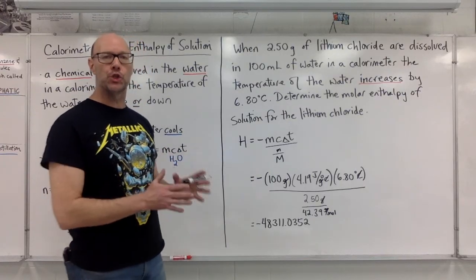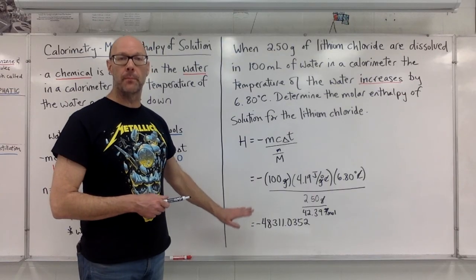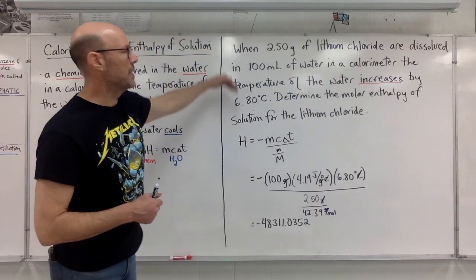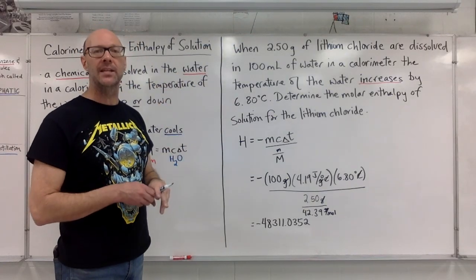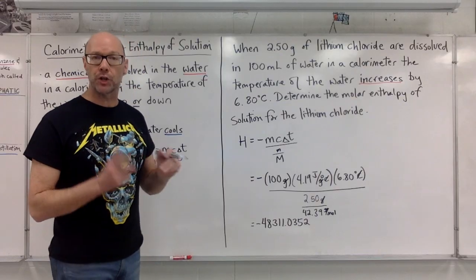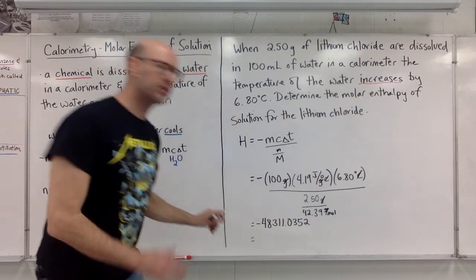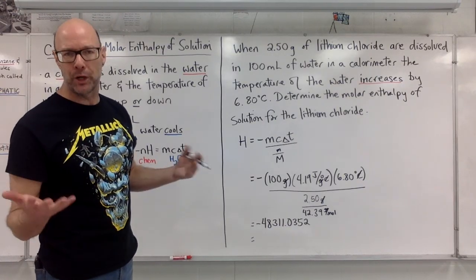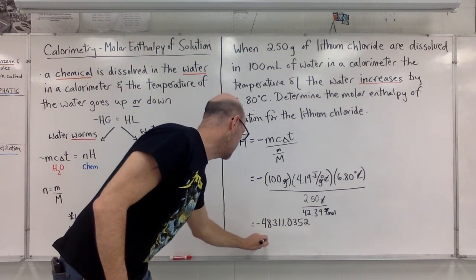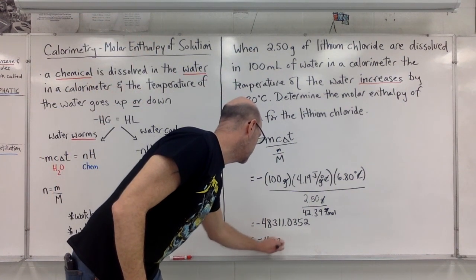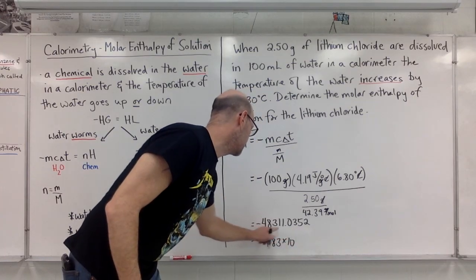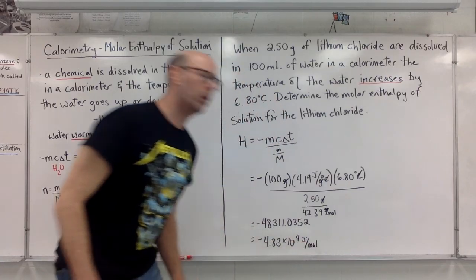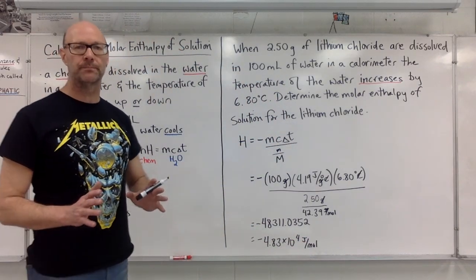I could leave it in joules per mole and deal with my significant digits. Here I would have to use scientific notation. The three numbers in the question all have 3 significant digits. So my first option is to leave it in joules per mole, but put it in scientific notation. That's going to be negative 4.83 times 10 to the power of 4 joules per mole. That would be perfectly acceptable.